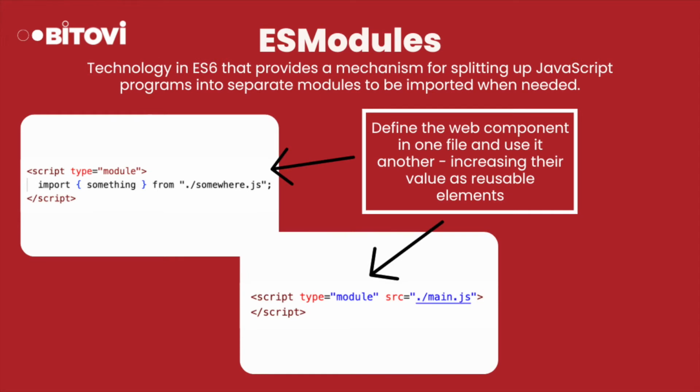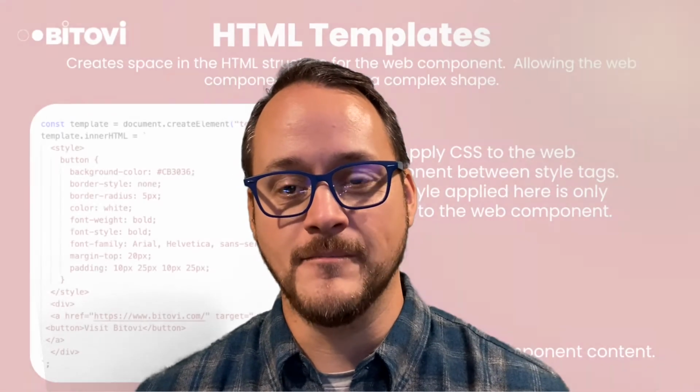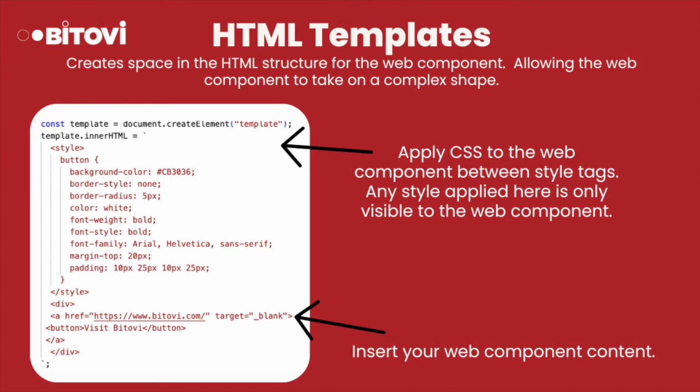ES modules is a function of JavaScript itself and has contributed to the usability of web components across browsers. This technology provides a mechanism for splitting up JavaScript programs into separate modules that can be imported as needed. The HTML template tag is used to populate the Shadow DOM of a web component. The template tag can be ID'd with your web component's name and content, and style can be added directly between the opening and closing template tag. This ensures that the contents of the template tag is hidden from the DOM and will only be rendered when called on by JavaScript. What's this look like in practice?